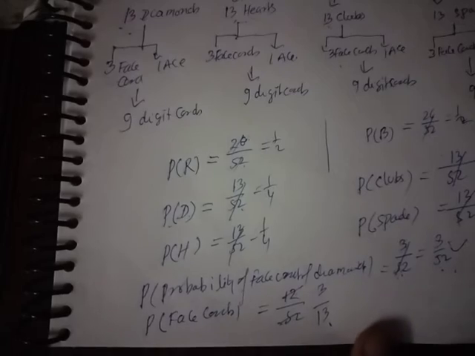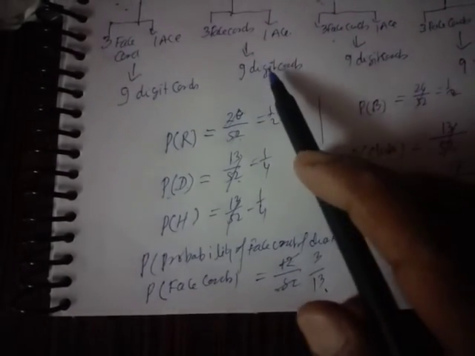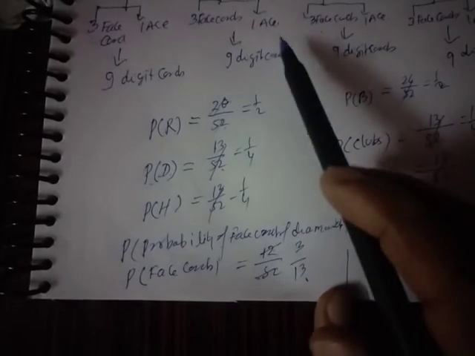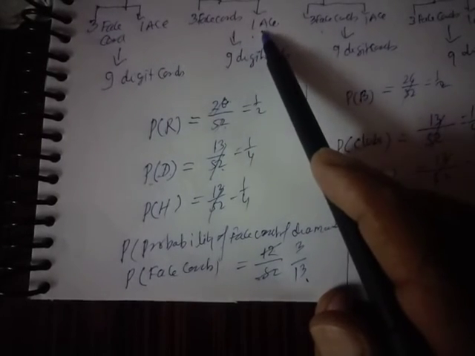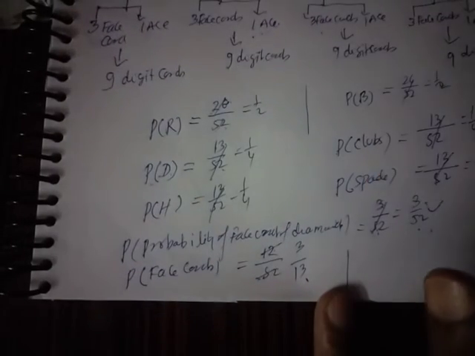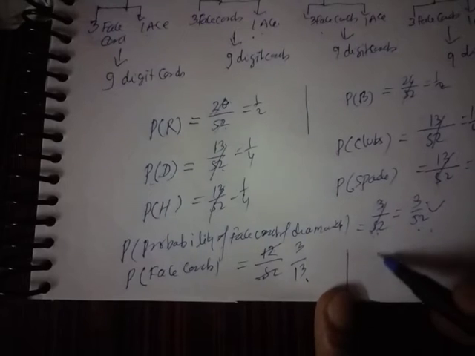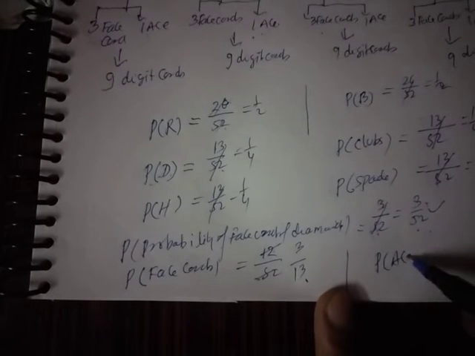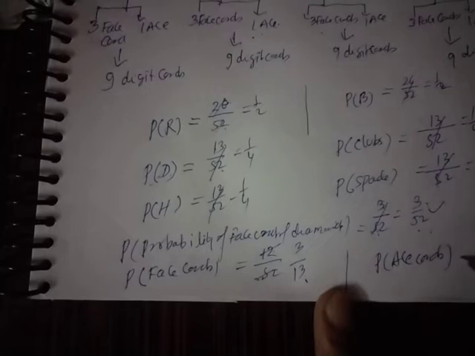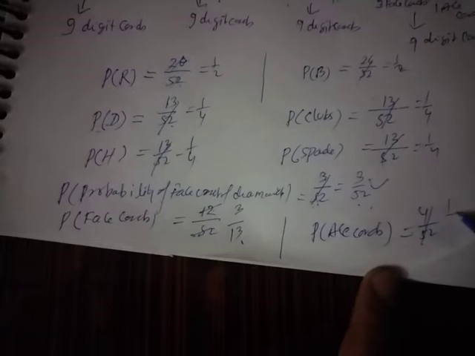Suppose that you have to find out only the ace card out of 52. So ace cards are there, 1, 2, 3, 4. How many total ace cards are there out of 52 cards, students? 4. There are 4 ace cards. 4 upon 52. That is 1 upon 13.